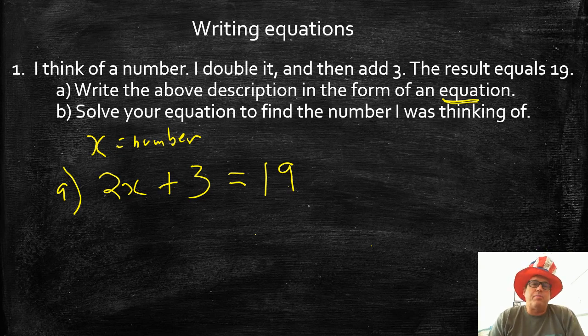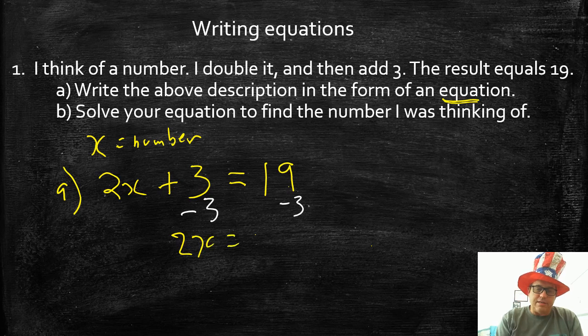Again, we could have just tried this by guessing some numbers. In this case, we probably could have figured it out pretty easily. But remember, it's not always going to be that easy. So I need to solve this. So using all our solving skills, we're going to take away 3. 2x equals 16. We're going to divide by 2. And x equals 8.